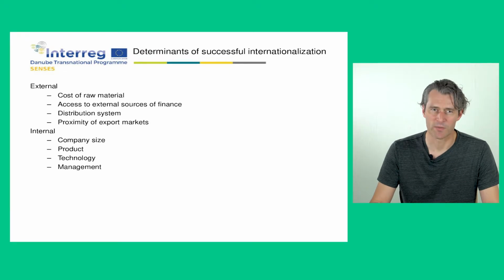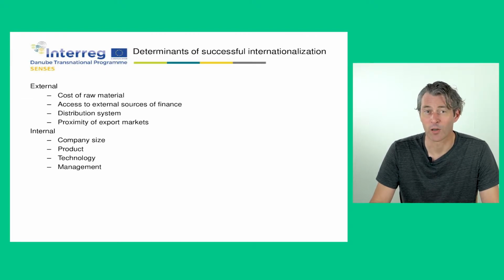What are the key points for success? External determinants are the cost of raw material, access to external sources of finance, a distribution system, and the proximity of export markets. Internal determinants are company size, the products, technology, and management.